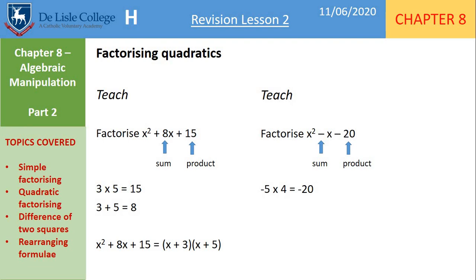In this case, it's going to be negative 5 and 4. If we multiply them, we get negative 20. When we add, we get negative 1. So the numbers in the brackets are going to be negative 5 and 4. So x take away 5, x plus 4. Like before, the order of the brackets doesn't matter. We could have had x plus 4 and x take away 5. Just make sure you've got the correct sign with the number. So we'll have minus 5 in one bracket, plus 4 in the other.